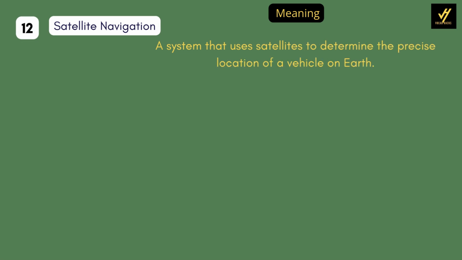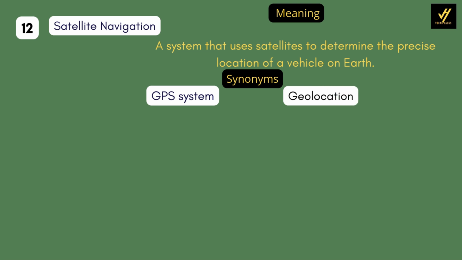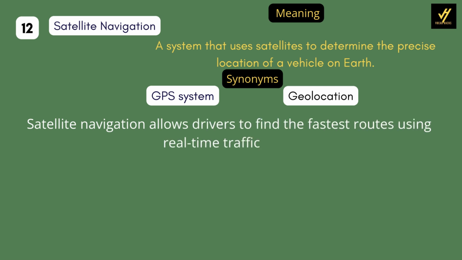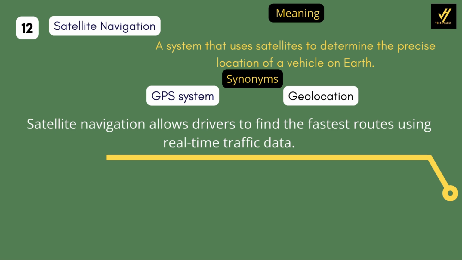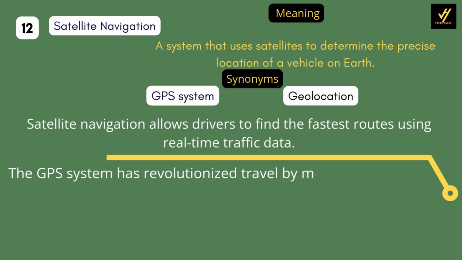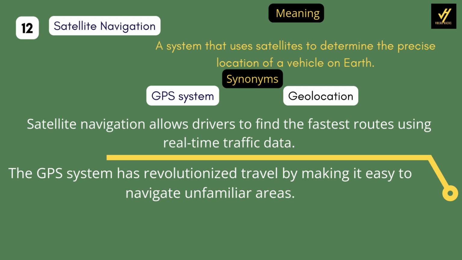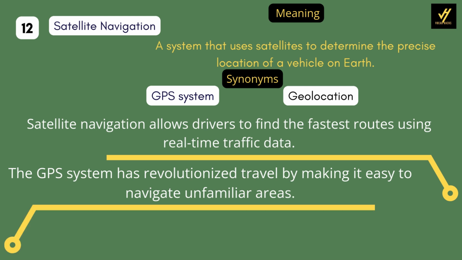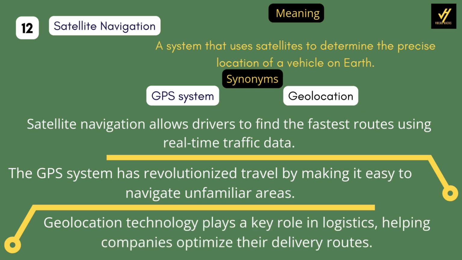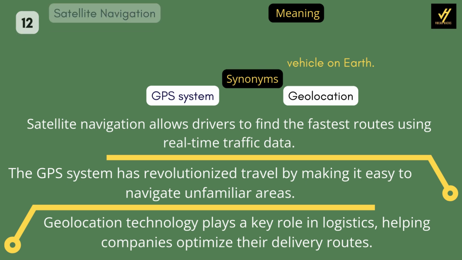Satellite navigation, a system that uses satellites to determine the precise location of a vehicle on Earth. GPS system, geolocation. Satellite navigation allows drivers to find the fastest routes using real-time traffic data. The GPS system has revolutionized travel by making it easy to navigate unfamiliar areas. Geolocation technology plays a key role in logistics, helping companies optimize their delivery routes.